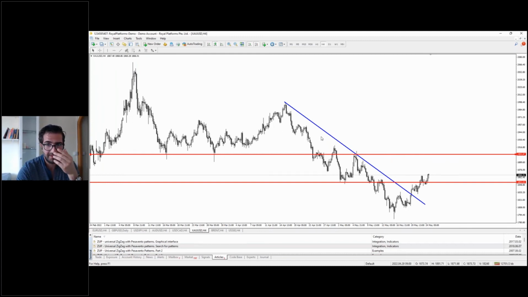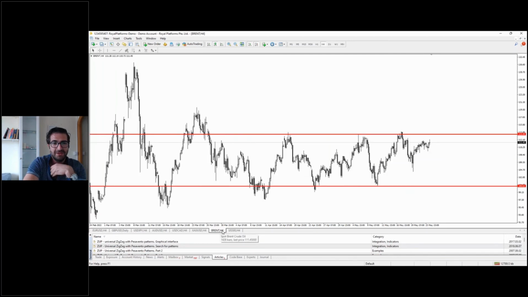We have a change of direction. Instead of seeing lower highs and lower lows, we are seeing higher highs and higher lows. And we have a breach of this blue line, which is the trend line, and we have a breakout of the 1853.